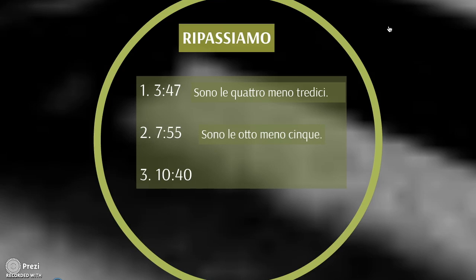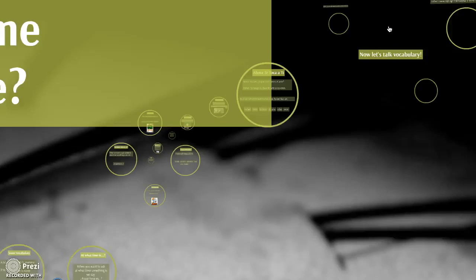And finally, we have number 3, 10:40. So again, we see that 40 is greater than 30, so we know that we have to go to the next hour. The next hour is 11. How many minutes until it turns 11? That's right, 20. So our sentence will read, it is 11 minus 20, which is sono le 11 meno 20. Not so bad once you have the hang of it.